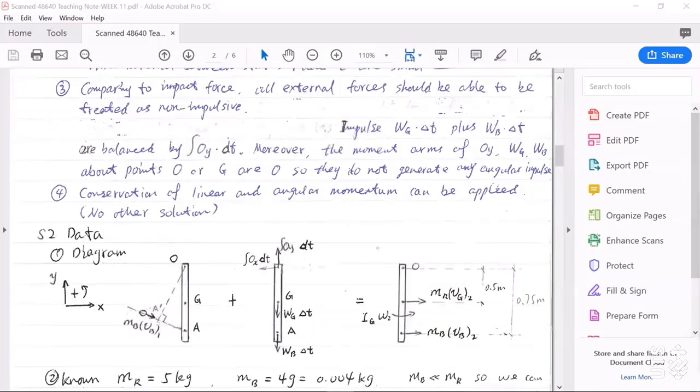For reaction forces OX and OY, I use an integral because the reaction force at point O, in the time interval when the impact happens, should be a variable but not a constant.